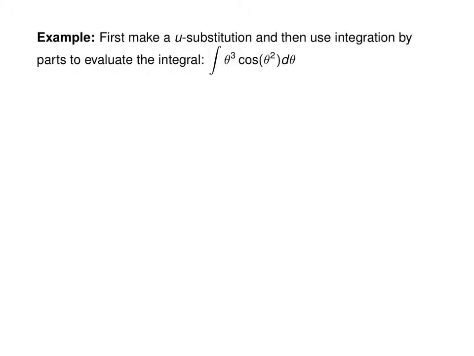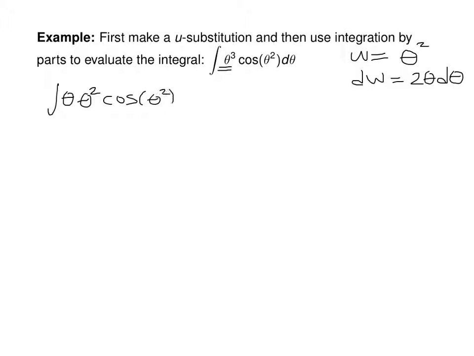In this example, we will start by making a u substitution, then we'll use integration by parts to evaluate the integral. So the u substitution we're going to make, we'll actually use w instead. So we'll let w equal theta squared. And if we do that, dw is equal to 2 theta d theta. And the thing to notice here is that you can take theta cubed and break it into theta times theta squared, and then cosine of theta squared d theta. So the 2 theta squareds become w's, and then the theta d theta will equal 1/2 dw.